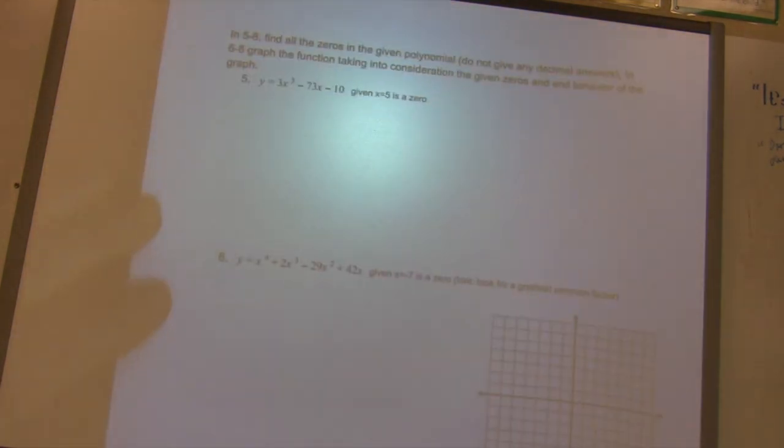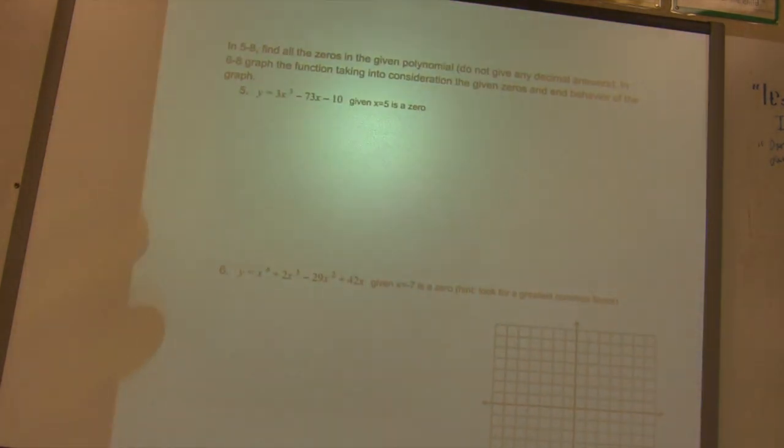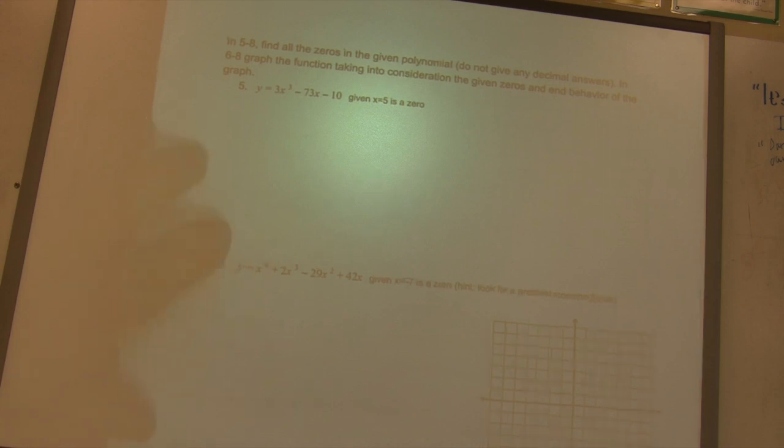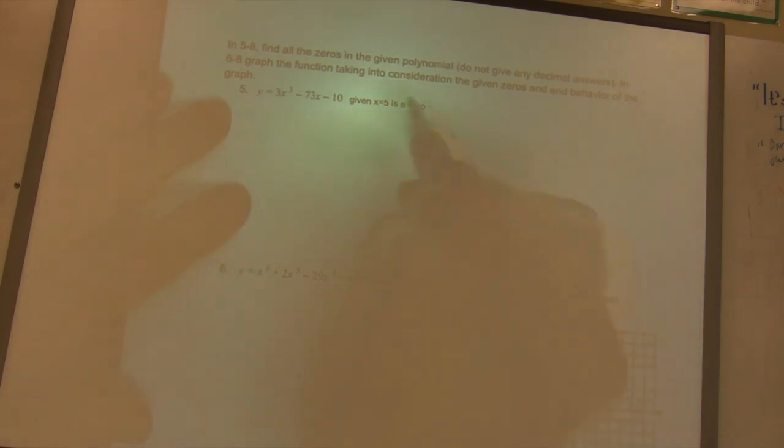So on 5 through 8, it says find all the zeros in the given polynomial function. Do not give any decimal answers. So we'll just leave it as whatever form we end up with. So on this one, on the first one on 5, they tell you that x is equal to 5.